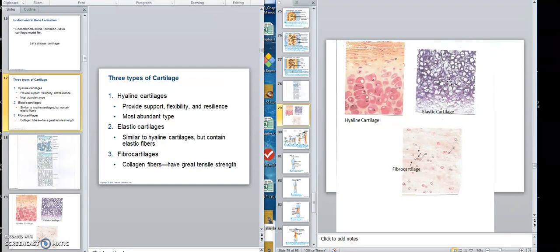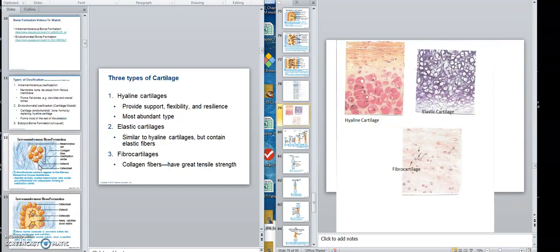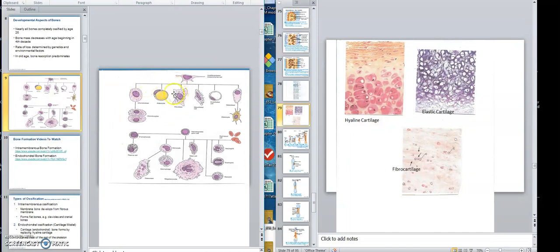So hyaline cartilage provides support, elastic cartilage has a lot of elastic fibers for flexibility and elasticity, and fibrocartilage gives some softness, but it has good toughness. Okay? Those are the three types of cartilage. Now, cartilage, I'm going to go back here, also was formed from this cell here, because what you come up with are what we call chondroblasts, and chondroblasts are the ones that will make the cartilage.